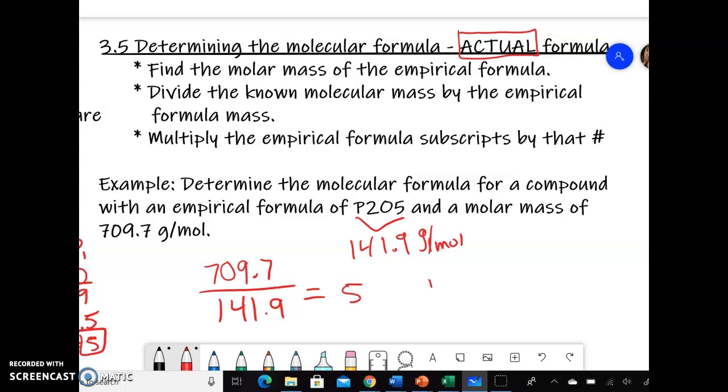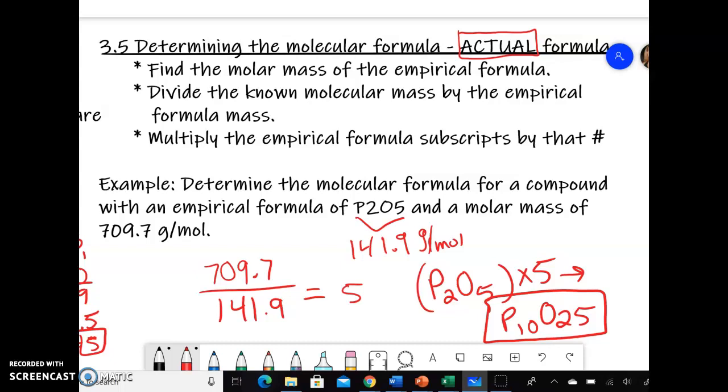So now you're going to multiply all of your subscripts by that number. So here's our empirical. We're going to multiply that by 5. So we end up with P10O25. That is the molecular formula.